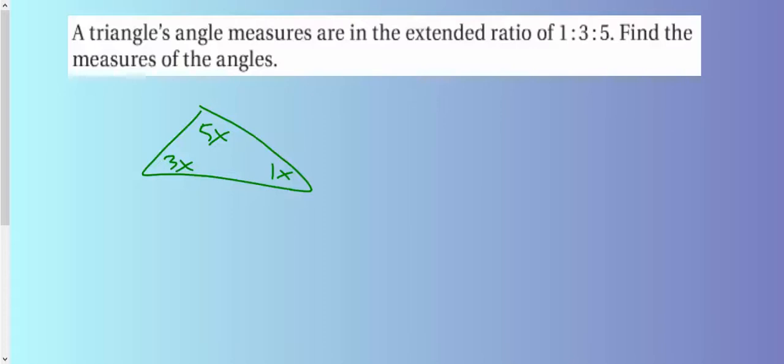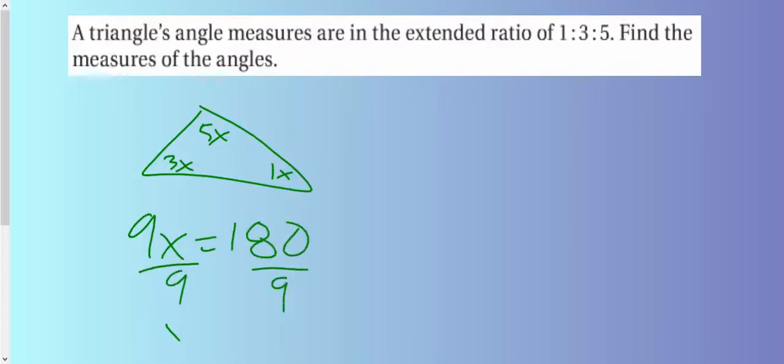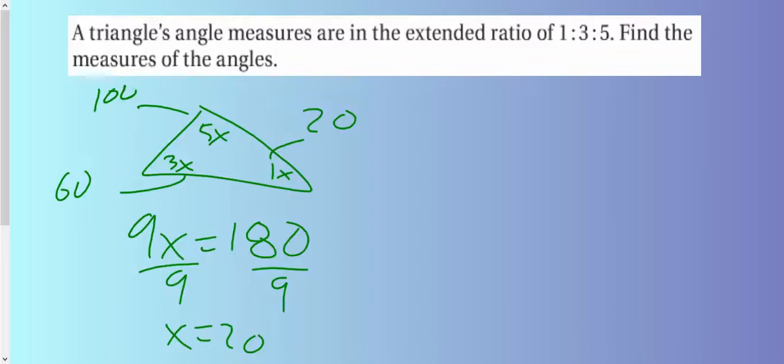So we know the sum of the triangle is 180, so we're going to add those 3 angles, and that would be 9x. And we're going to set that equal to 180 degrees, divide by 9, and x equals 20. So it says find the measures of the angles. So this one right here is 20, this one right here is 60, and this one right here would be 100. So that's an extended ratio.